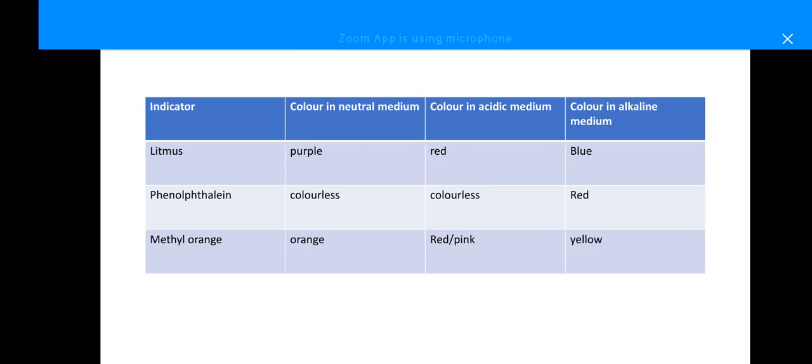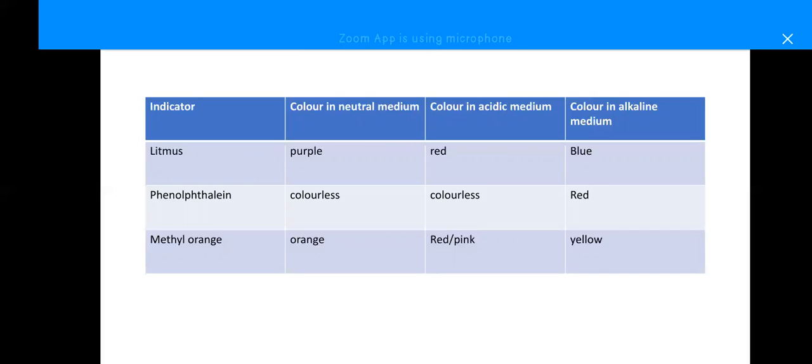The same thing when you place methyl orange in a neutral medium, it will give you the same color, that is orange, the same color as it is. But when you place the methyl orange in an acidic medium, you get either red or pink. Sometimes you see it as if it's reddish pink. Then methyl orange in a basic medium gives you a color change to yellow.